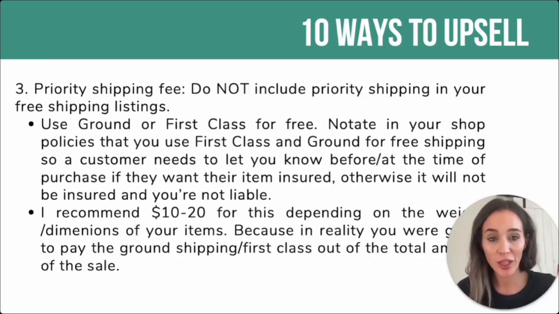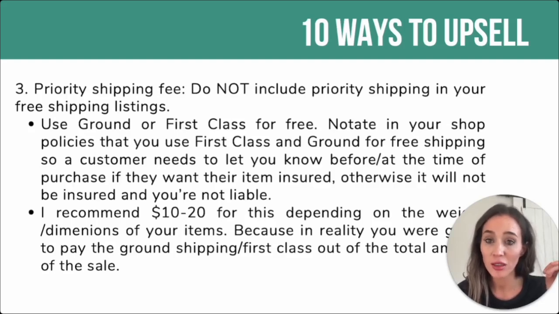So the next fee that you can use as an add-on is the priority shipping fee. I do not recommend including priority shipping in your free shipping listings. I recommend scrolling to the very bottom and checking ground shipping, if you're in the US, so that customers are getting the slower method for free, and that's the default. And then if they want priority, they can upgrade. So you do ground or first class for free. Notate in your shop policies that you use first class and ground.